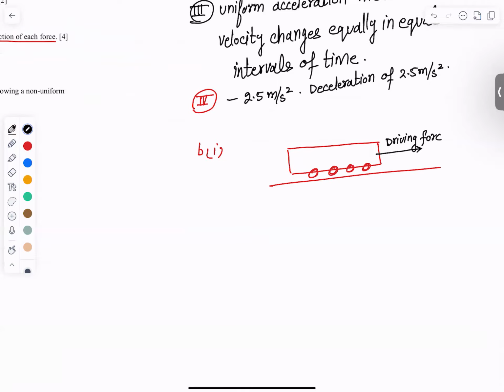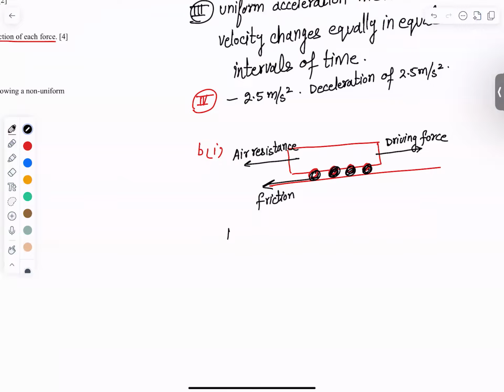In the direction of motion, we have driving force. Against the motion, we have friction, as well as friction between the wheels and the ground. And also against the motion, we have air resistance. So we have three horizontal forces.